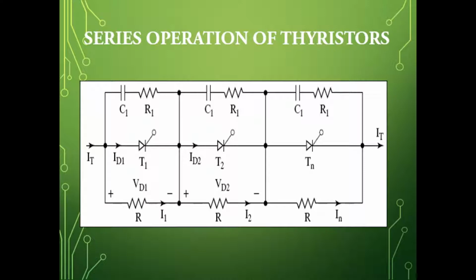We have already seen in the case of power transistors that whenever one particular semiconductor device cannot provide the voltage that is required, then we go for a series operation of the semiconductor devices. The same way here, for high voltage applications, we connect two or more thyristors in series so that we get the desired voltage rating.